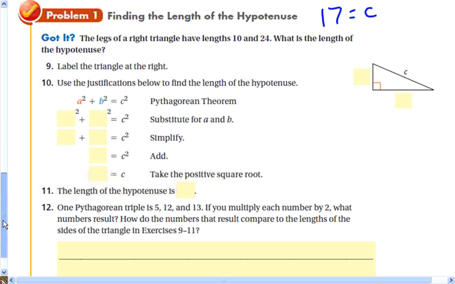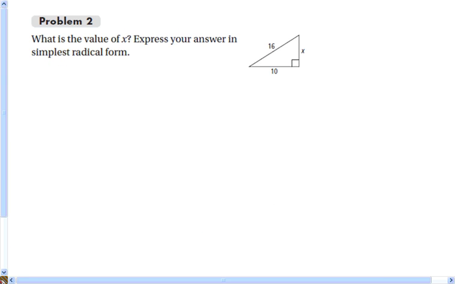I think I'm going to skip over this. I think you can handle these Pythagorean theorem problems. Okay, what is the value of x? Express your answer in simplest radical form.